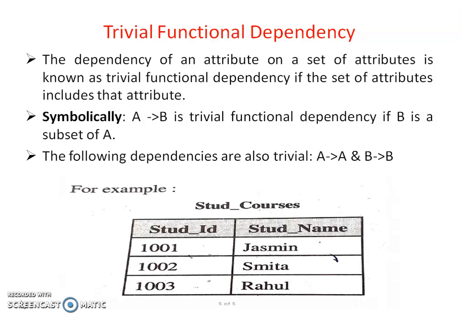Now see in this example, student ID and student name determines student ID is a trivial functional dependency, as student ID is a subset of student ID and student name. By knowing the value of ID and name of the student, it is possible to find the student uniquely. And the functional dependencies student ID determines student ID, and student name determines student name, are also referred to as trivial dependencies.